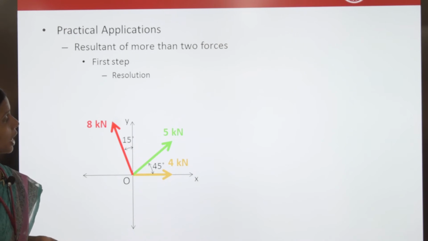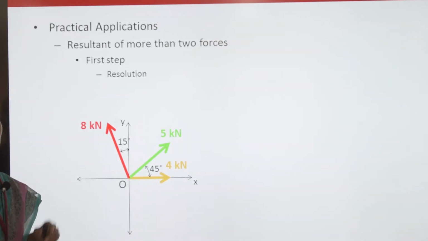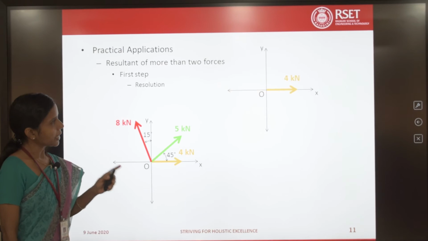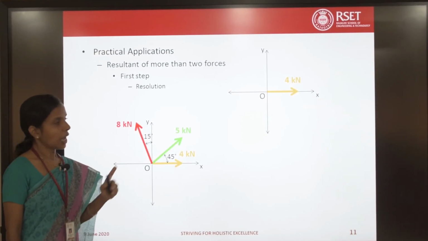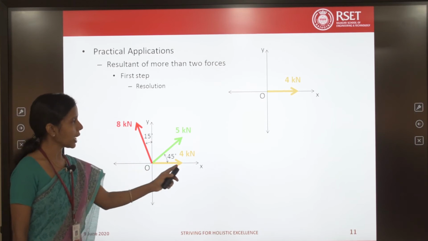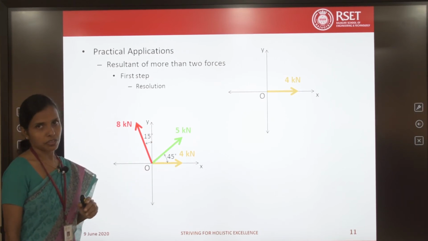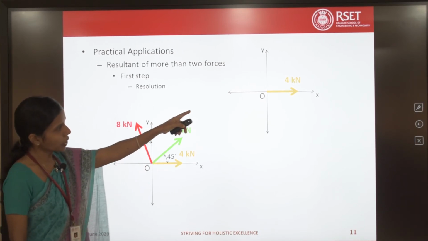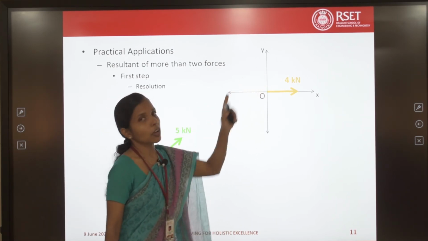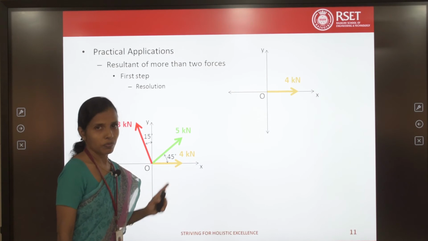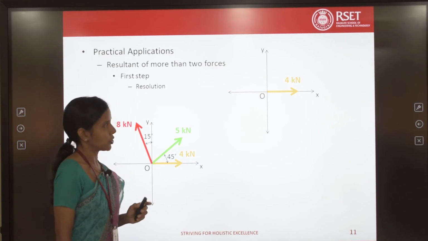Now, what will I do? I will resolve these forces. How will I resolve these forces? I will take first the 4 kilonewton. The 4 kilonewton is already along the x direction. I am going to resolve all these forces along the x and y mutually perpendicular directions. So, if 4 kilonewton is already acting along the x direction, what is its component along the y direction? It is 0. We saw that as a special case in resolution.